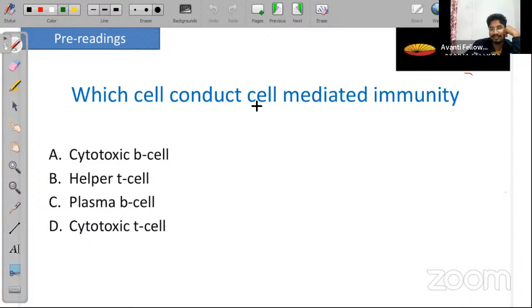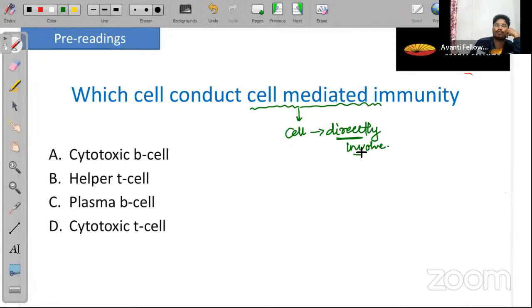When you are talking about cell-mediated immune response, remember this one: cell-mediated immune response. The question is not asking about humoral mediated. It is asking about cell-mediated, and in the beginning also, I mentioned that in cell-mediated immune response, the cell will be directly involved. Cell जो होगा वो directly involved होगा, और I can say cell involved होगा in the process of immunity, right?